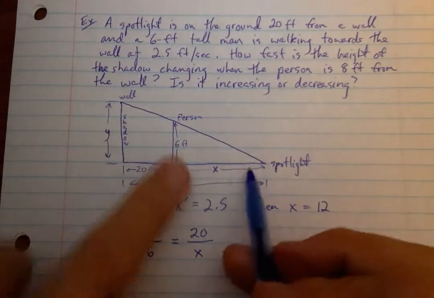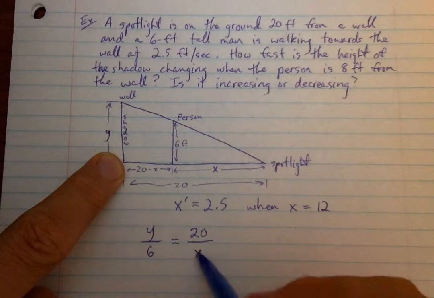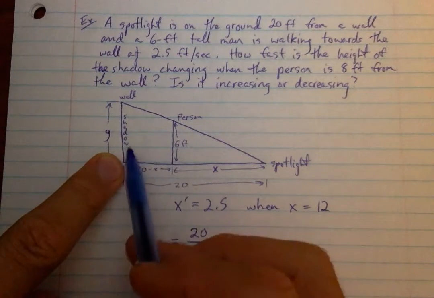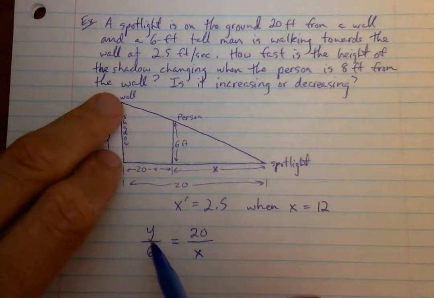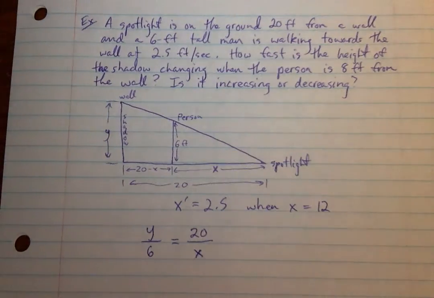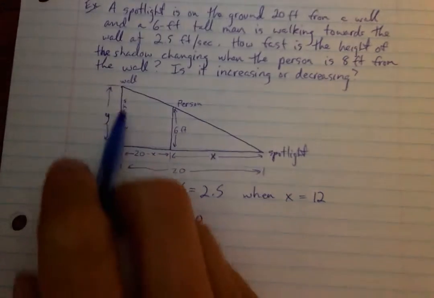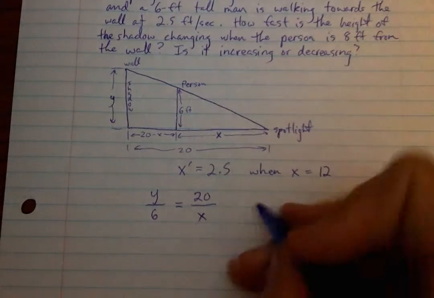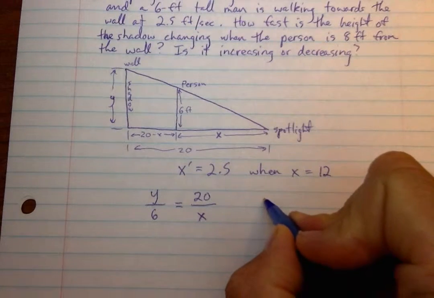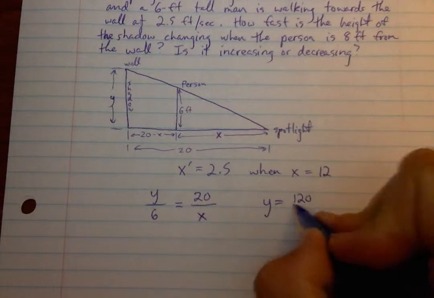And let's test that. What about when he hits the wall? That means it'll be 20 over 20, right? Well, at that point, won't this be also 6? The size of his shadow will be exactly as tall as he is, because he's going to be right up against it, so the light will be shining his shadow exactly the same size as him. So we know that equation works. Now, let's rearrange. Y equals, we'll bring the 6 up here, that's 120 over x.